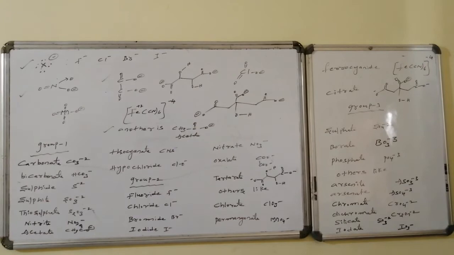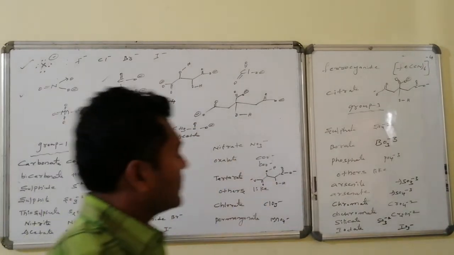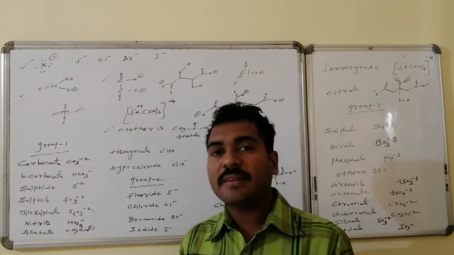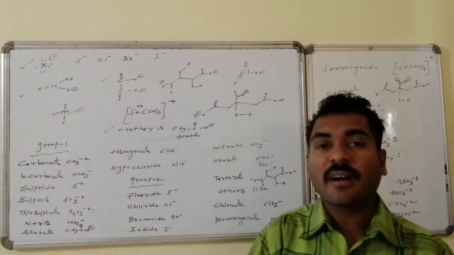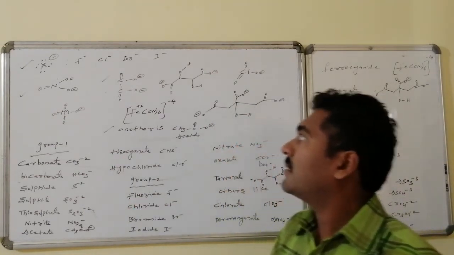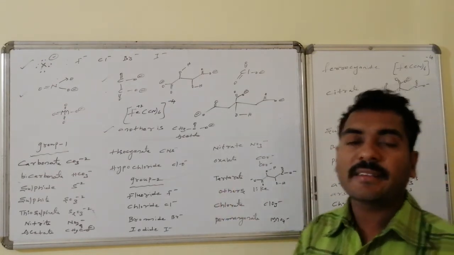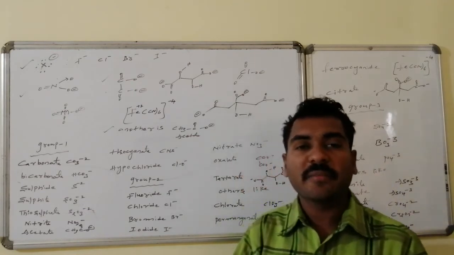Another one is the acetate structure, CH3COO-, which is also important. Out of these many, the important radicals are the halide radicals, nitrate radical, followed by the oxalate radical, and the acetate radical. These are very important radicals.